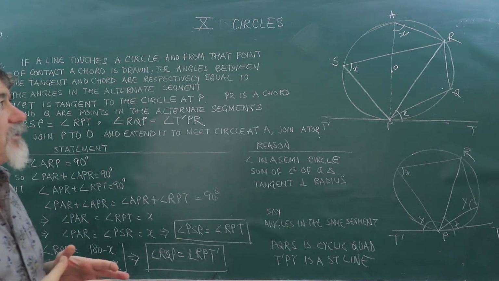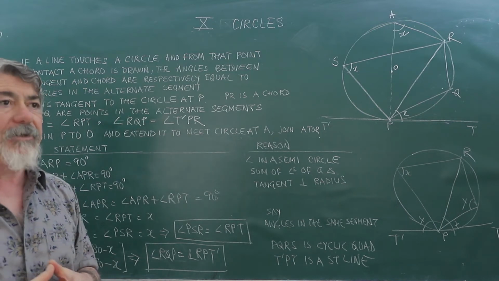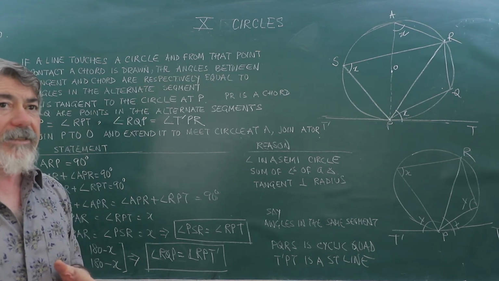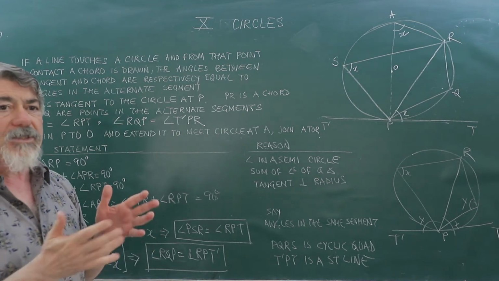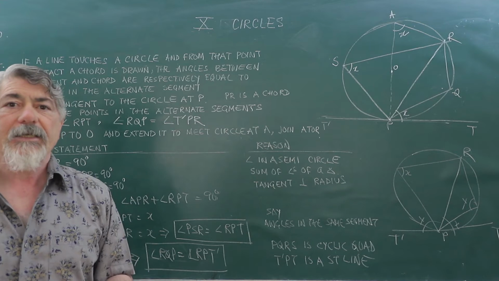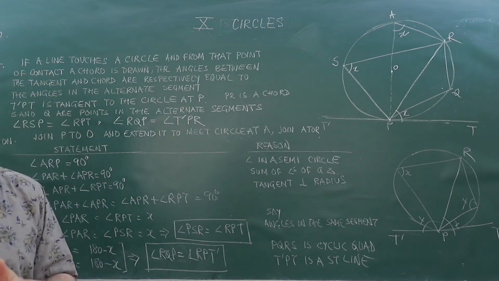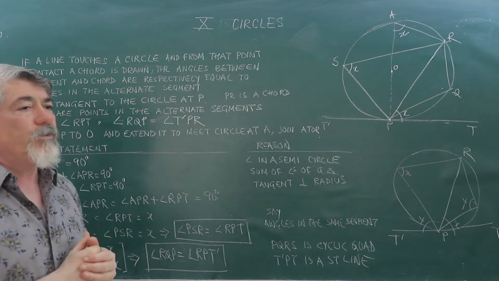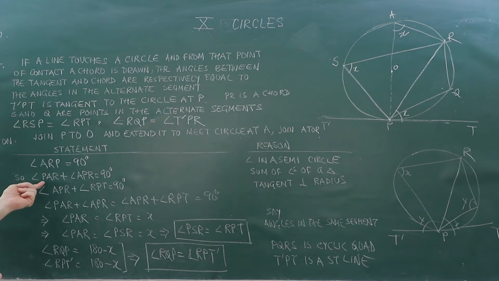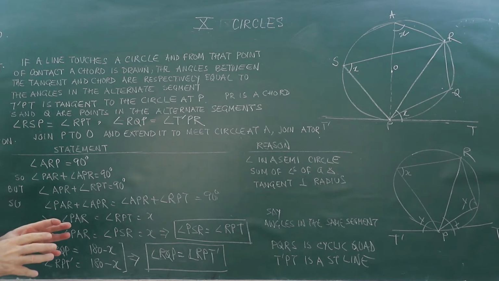Now look into the triangle APR. One angle of the triangle is 90 degrees. So the sum of the remaining two angles should be how much? 90 degrees as well, because the sum of all three interior angles of a triangle is equal to 180 degrees. When one angle is 90 degrees, the sum of the remaining two angles should be 90 degrees as well. That is what I have written. Angle PAR plus angle APR should be equal to 90 degrees. This we obtain from the property that angle in a semicircle is a right angle.